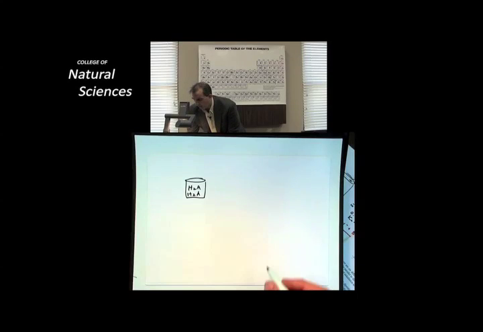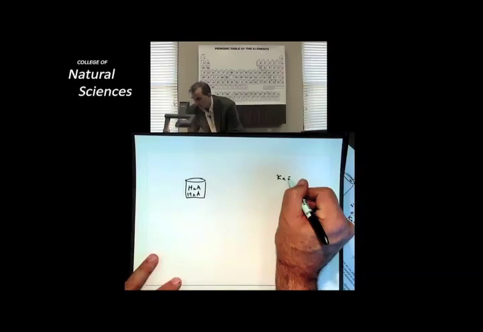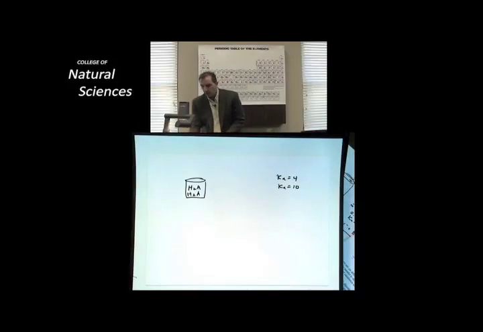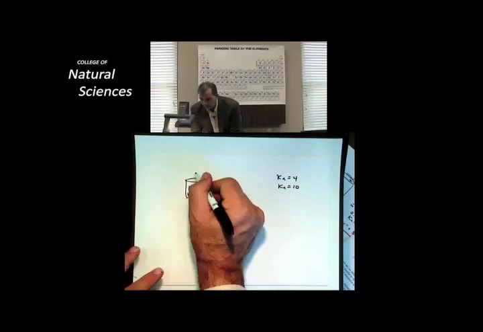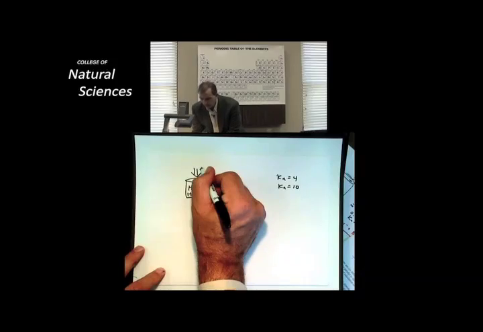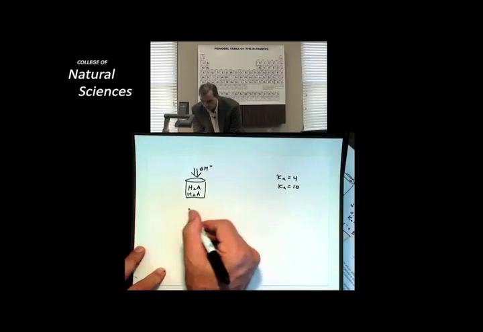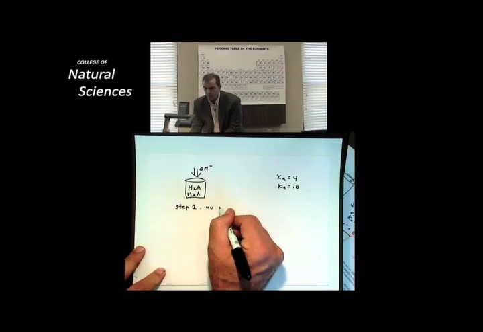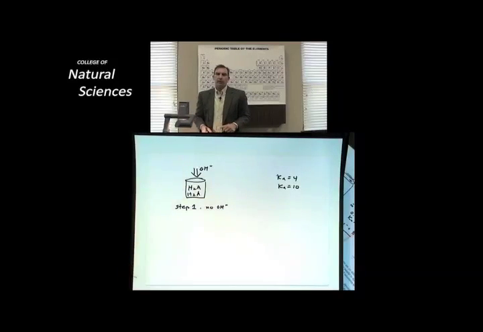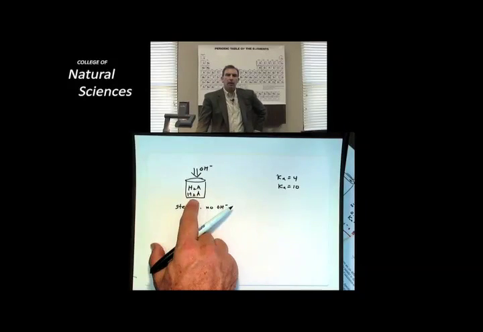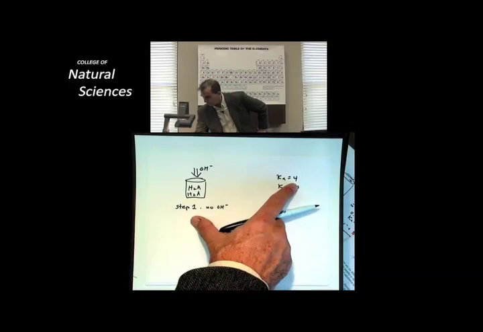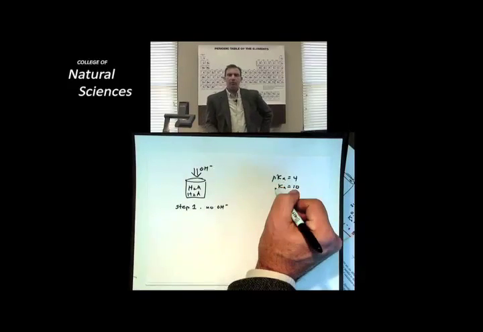So guess what? I'm going to let my pK's be equal to 4 and 10, kind of like I'm doing carbonic acid. And now I'm going to go ahead and add some hydroxides here. Now in step 1, no hydroxides are added. This is the beginning of a titration. So all I have is H2A. Well, what is H2A? H2A has a pK value of 4. It's just a weak acid.